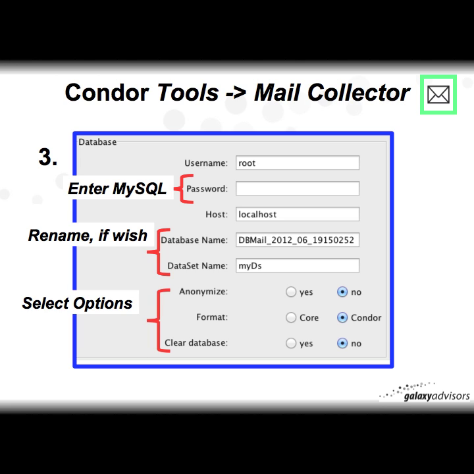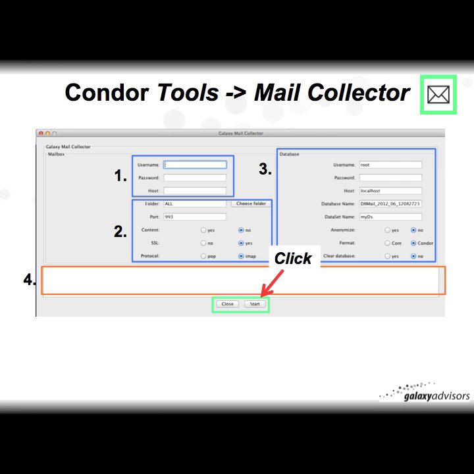You can rename these if you wish, and again, for the naming conventions, use the alphabet and numbers, but no special characters and no spaces. Then you're going to select these options. For anonymize, if you wish, you would check yes, and the default is no. The format is use Condor, and the clear database we selected as no. So that will take care of the first three sections, and then at the very bottom click Start.